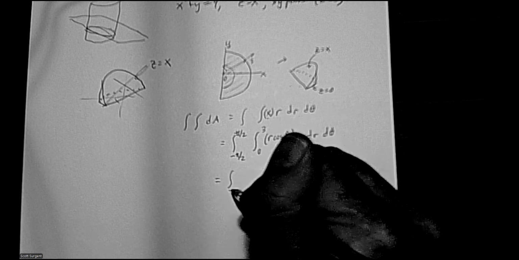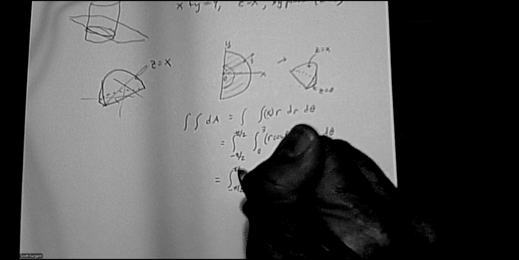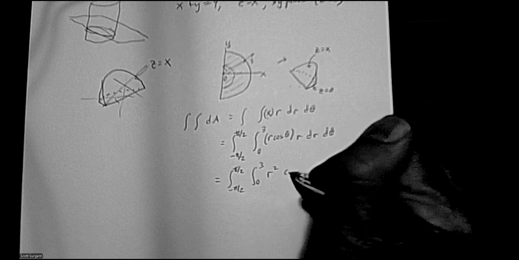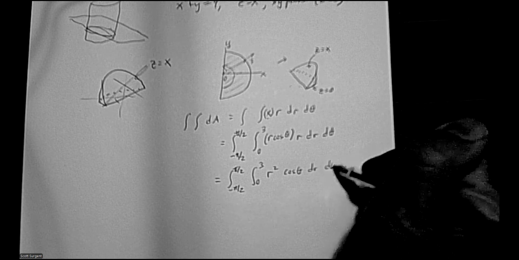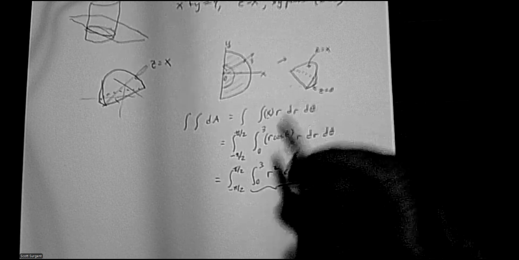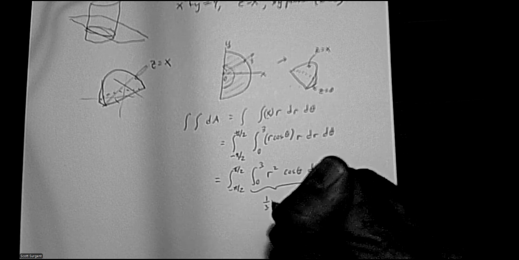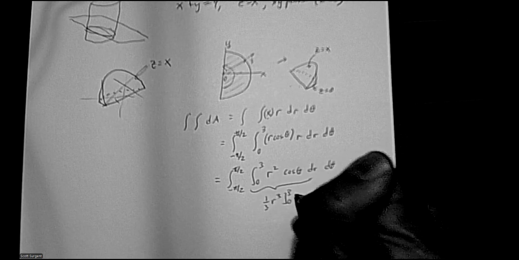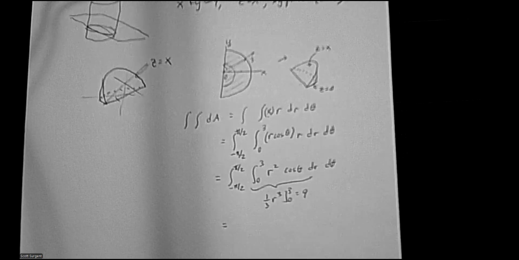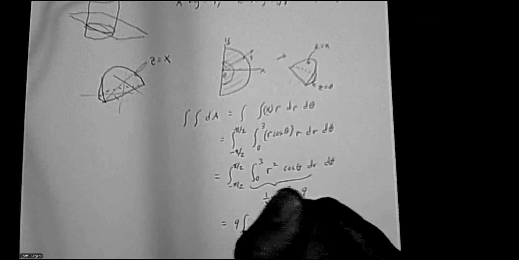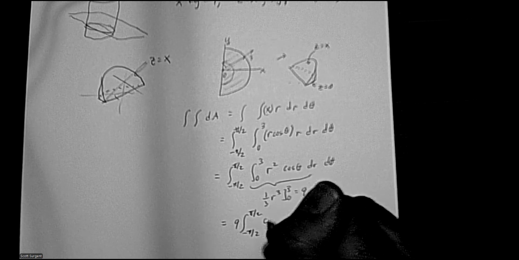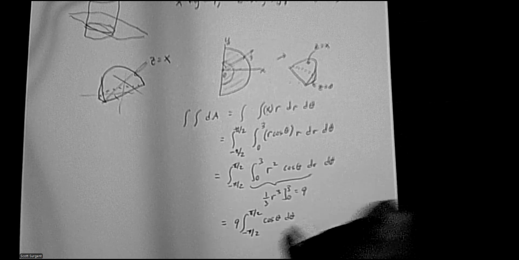Let's clean this up a little bit. The r's make r squared. We have cos theta. We have dr, d theta. If I do the dr integral, ignore the cos theta, just let it ride for a moment. It's 1/3 r cubed from 0 to 3. That's 27 over 3, which is 9. All right. So now I've got 9, which I can factor out to the front. Integral from negative pi halves to pi halves of cos theta d theta.